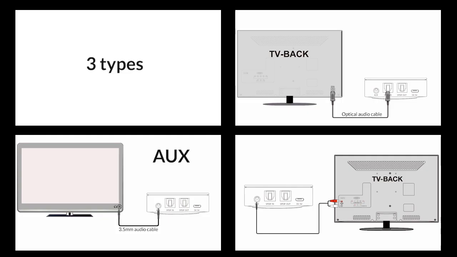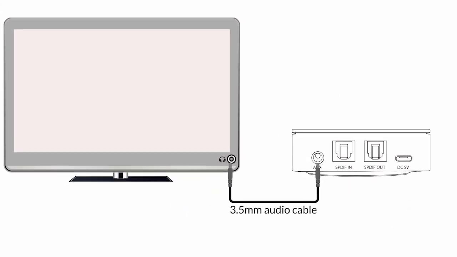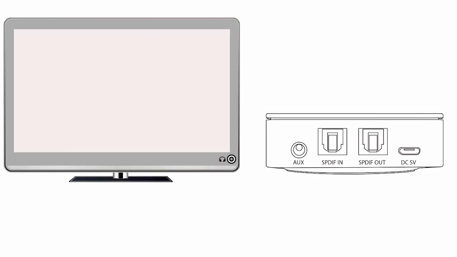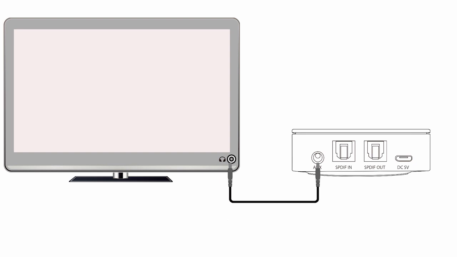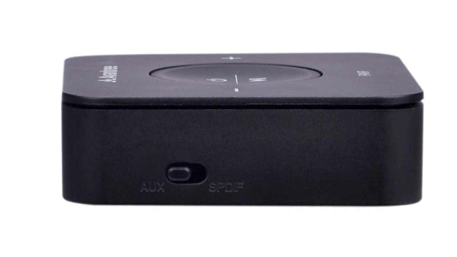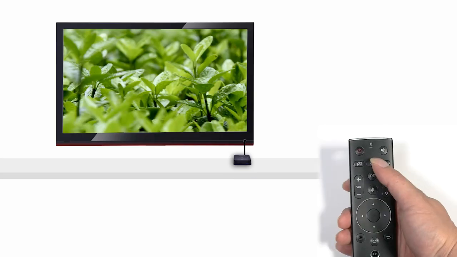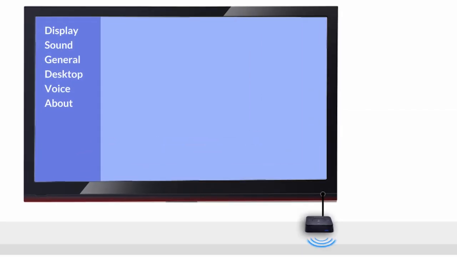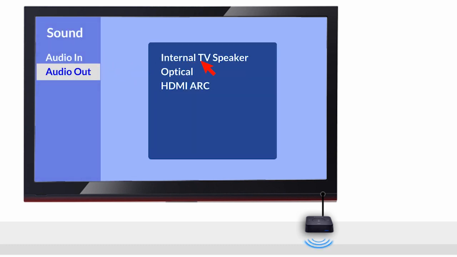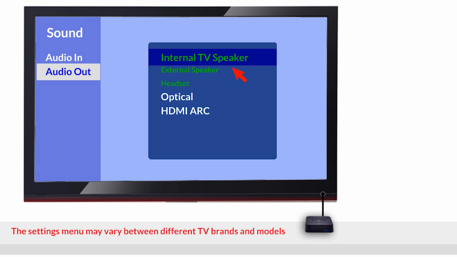Next, we'll talk about the auxiliary port. If you have this, it's just as simple. Connect the TC417 to your TV using the auxiliary cable that we provided, then flip the switch to AUX. Now you should be able to hear your TV through your headphones. If not, check your TV settings to see if the TV speaker is set to headset.